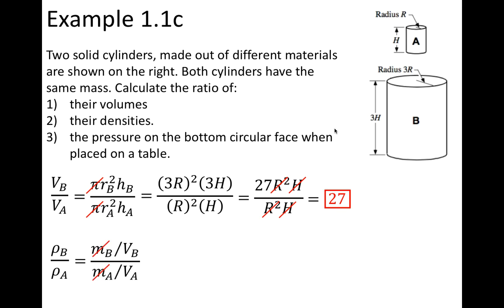Then I can substitute the formula for mass density, mass divided by volume, for both the numerator and the denominator. The masses will cancel because the problem states that the cylinders both have the same mass. This leaves us with the inverse of the ratio that we found in part A, so the answer is 1 over 27.